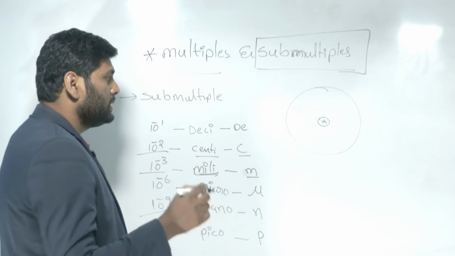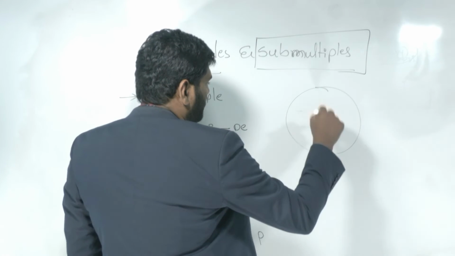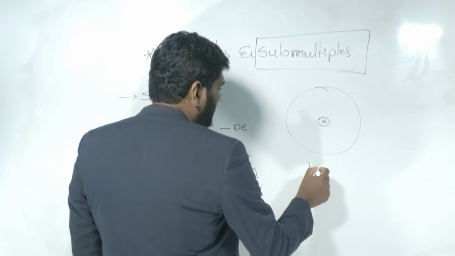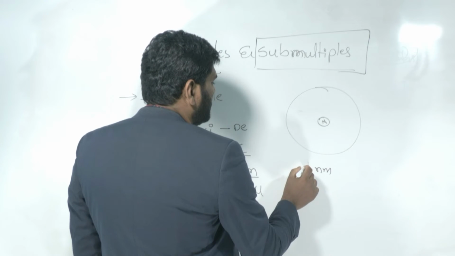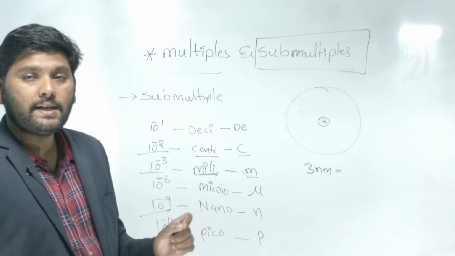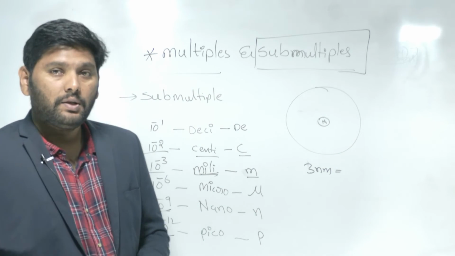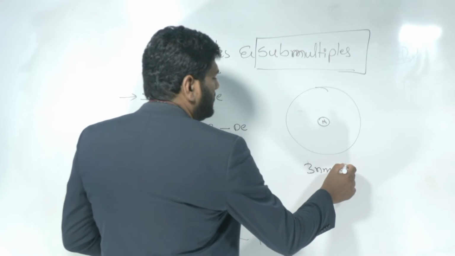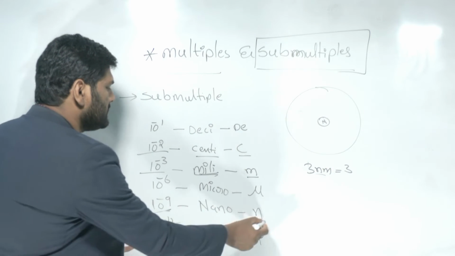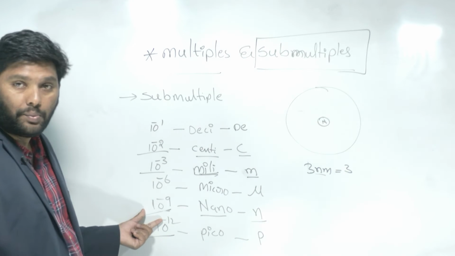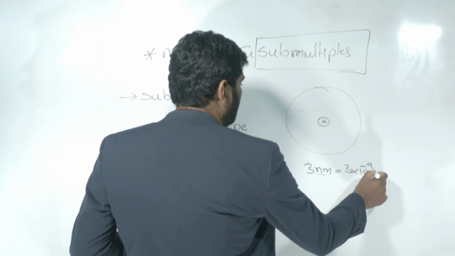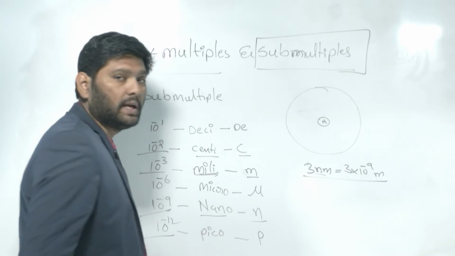For example, the size of the atom, let me take 1 nanometer or else 3 nanometer length. The size of the atom is 3 nanometer. What is this 3 nanometer here? 3 is as usual. N stands for what? N stands for nano. Nano represents 10 power minus 9 meters.